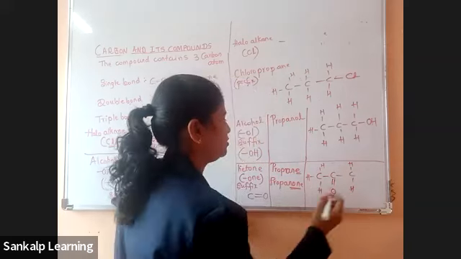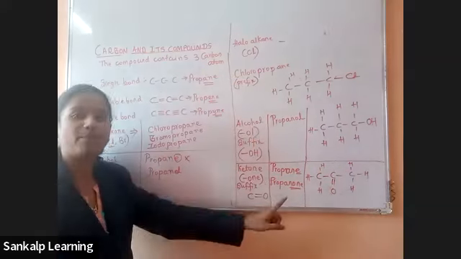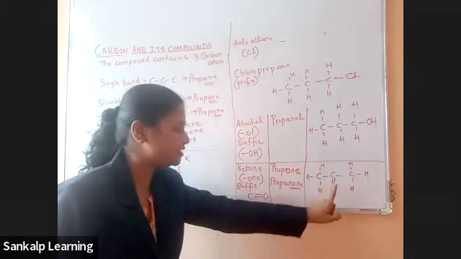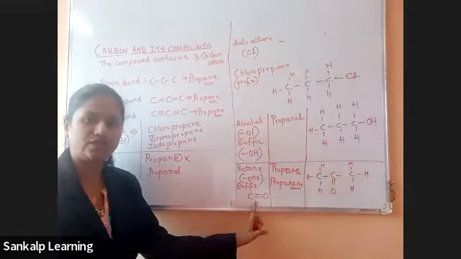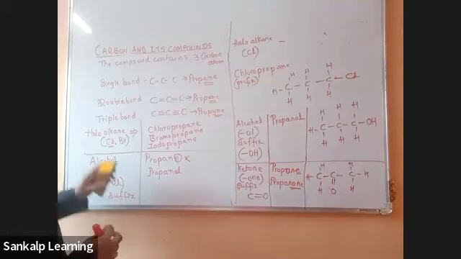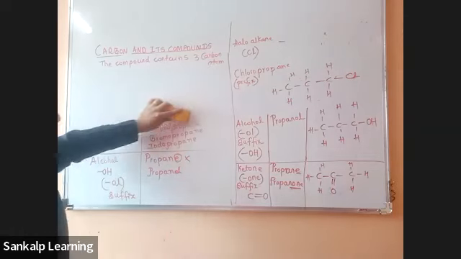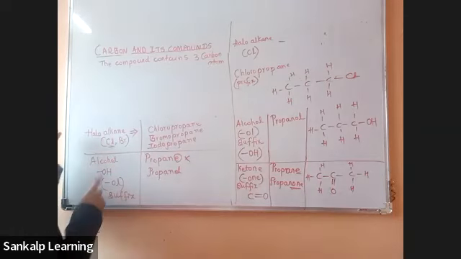So this is the structure of propanone. C double bond O is the functional group. Similarly, you can write for the aldehyde also. Aldehyde.